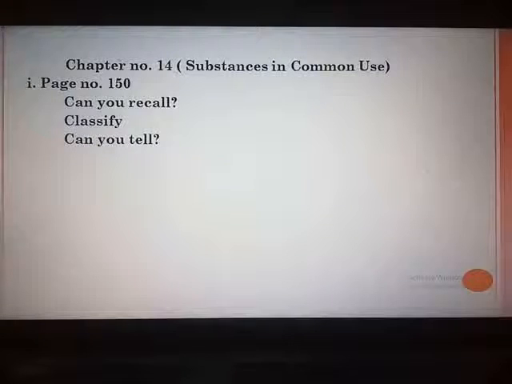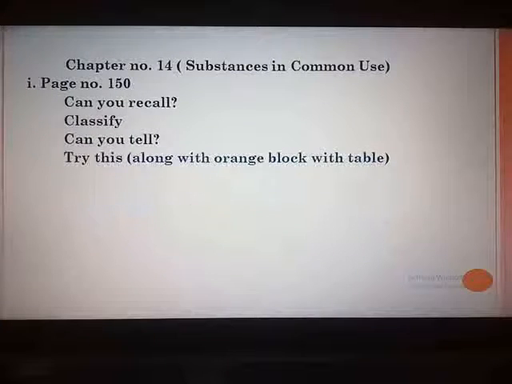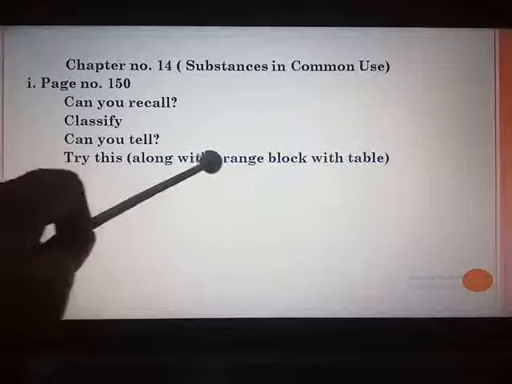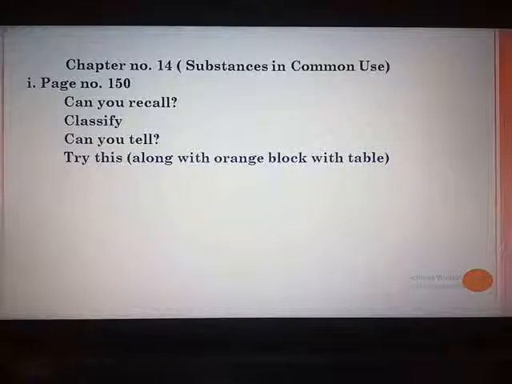Towards the bottom of the page, you have an activity, try this. So remove this activity along with the orange block which is there near it, and the table is given in that orange block. The name of the salt, the original color of the solution, color and addition of universal indicator, pH value, nature, everything you remove.